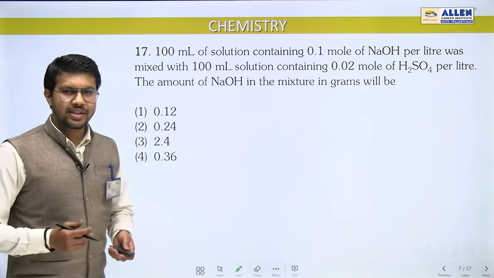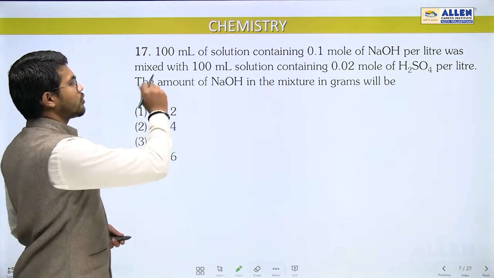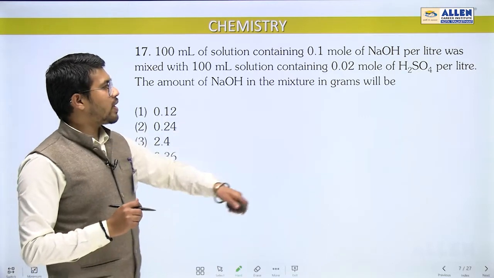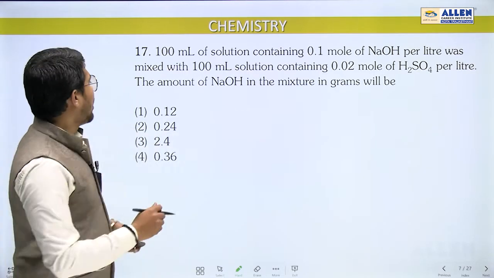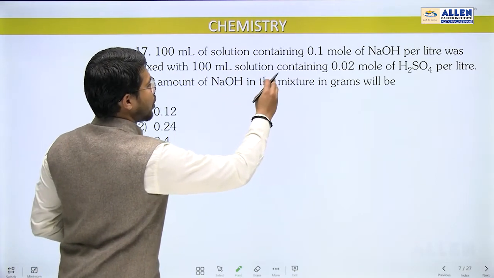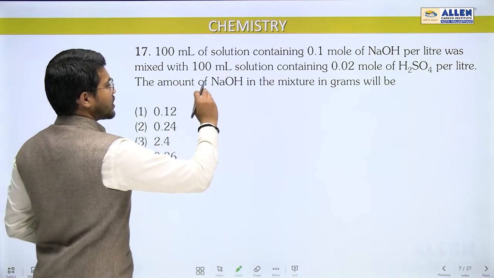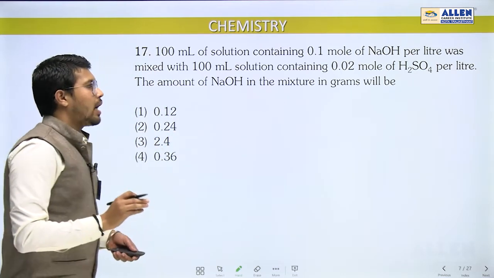Moving on to our next question, that is the 17th one. 100 ml of solution containing 0.1 mole of NaOH per liter was mixed with 100 ml of solution containing 0.02 mole of H2SO4 per liter. The amount of NaOH in the mixture in grams will be?